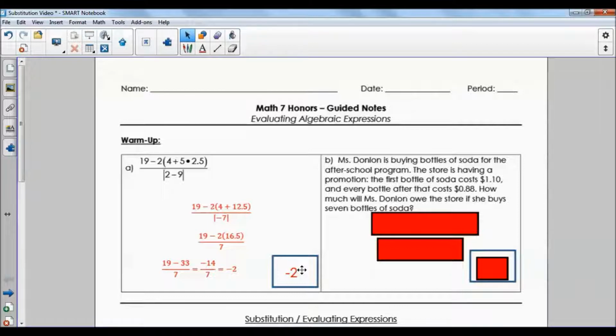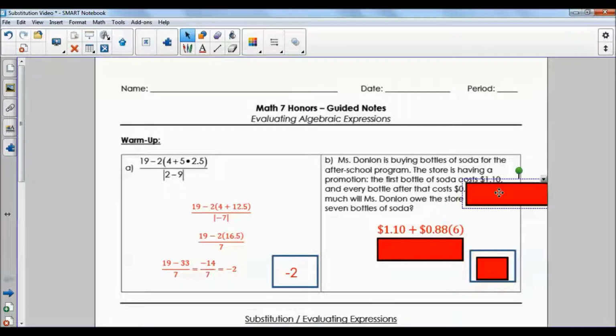Okay, for B, Miss Donalyn is buying bottles of soda for the after-school program. The store is having a promotion. The first bottle of soda costs $1.10, and every bottle after that costs 88 cents. How much will Miss Donalyn owe the store if she buys 7 bottles of soda? So first, I made an equation here.